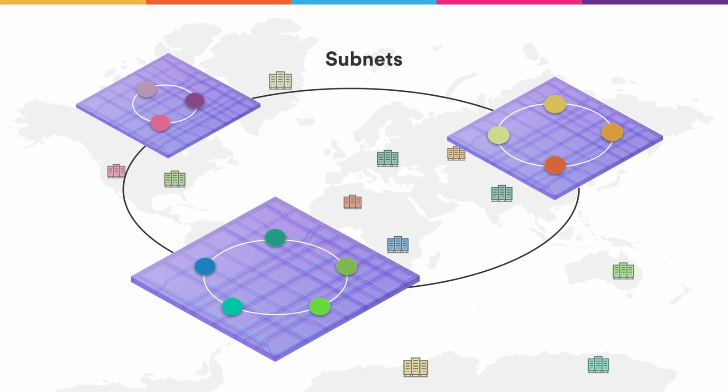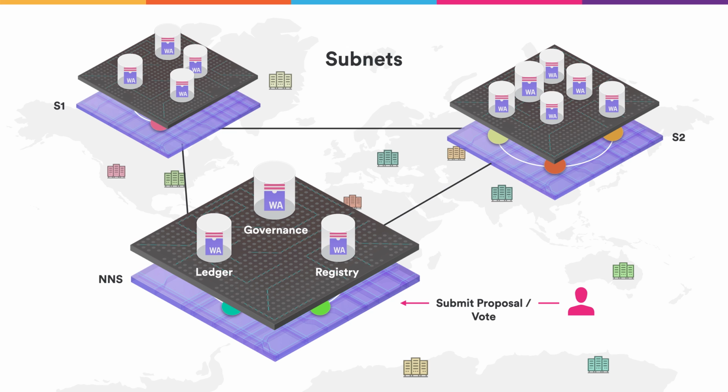So subnets host canisters, which are software units that bundle together code and data, and that can be seen as an evolution of smart contracts that users can upload and install on the Internet Computer. Within the Internet Computer, there is a special subnet that hosts the Network Nervous System. This is the governance system of the Internet Computer, and is formed by various canisters.